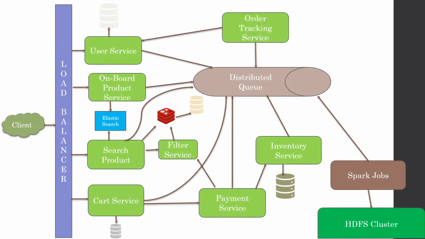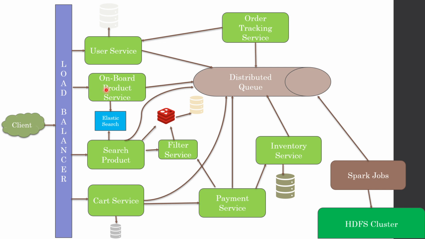Now let me take the example of the backend of Amazon, the system design that I came up with for Amazon, or an e-commerce backend. If this was a monolith application, everything that starts from here, the user service, onboard product service, all these services would have been part of the same code base, not the project. Each of these services would have been a module as part of that code base, so that they are still segregated.